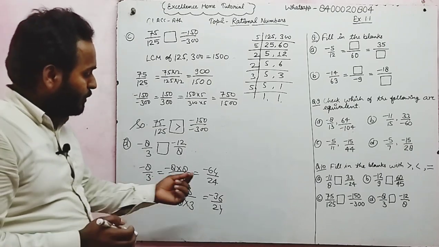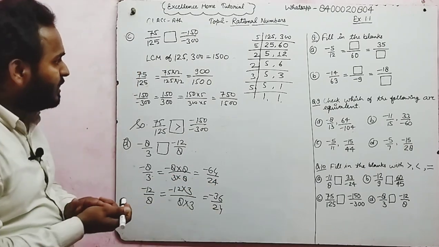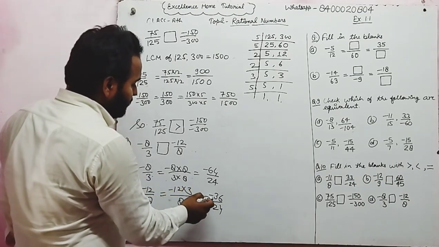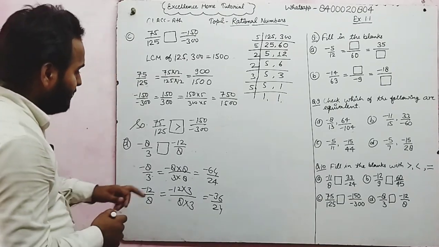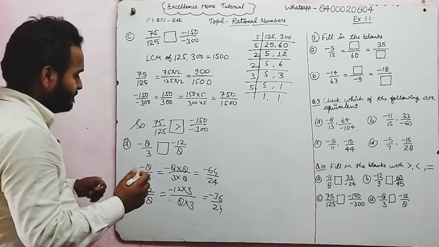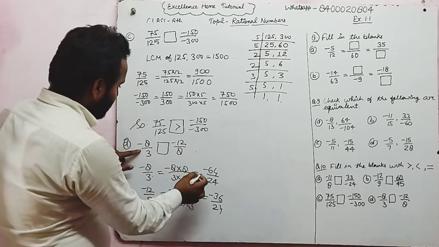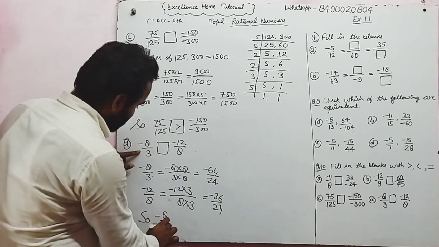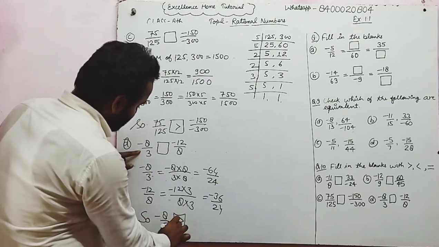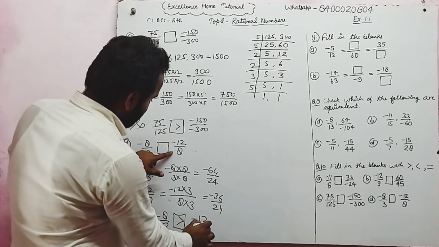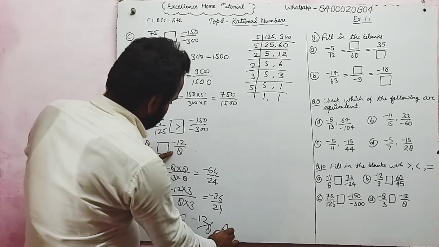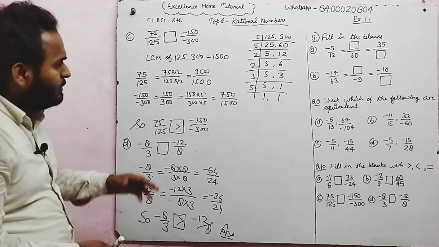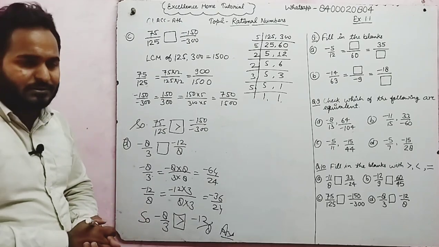Here both the denominators are the same. So the smaller value, that is minus 36, is greater than minus 64. That means minus 64 is less, and 64 comes from minus. So minus 8 by 3 is less than minus 12 by 8. This is the answer. Okay, you can use different types of methods to solve these types of questions.